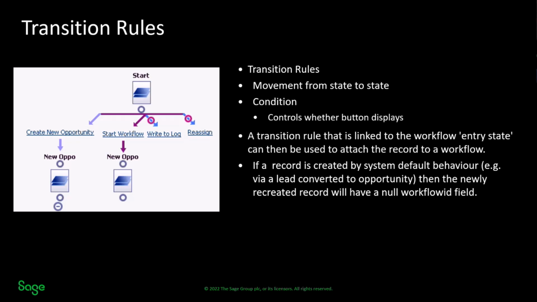The same idea of a JavaScript condition applies as to whether or not the button will display. And the transition rule is linked to the entry state, which will be where a workflow entity has been created but has not actually come into being, has not been added directly by a primary rule into a workflow.